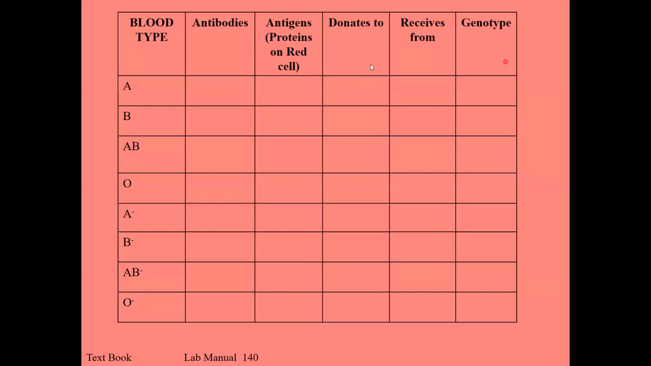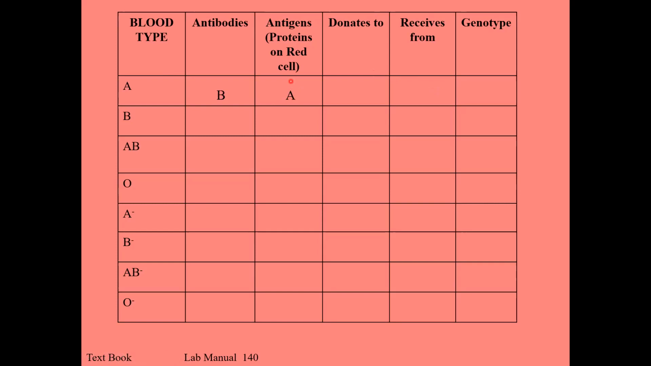All right, so here we have a table, and this is found in a lab manual. And we're going to ask the question: if you have blood type A, what antibodies do you expect in your plasma? B antibodies, isn't it? What type of antigen do you expect on the surface of your red cells? A. So we're going to have A.